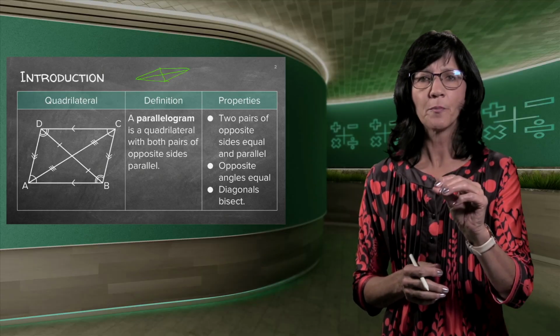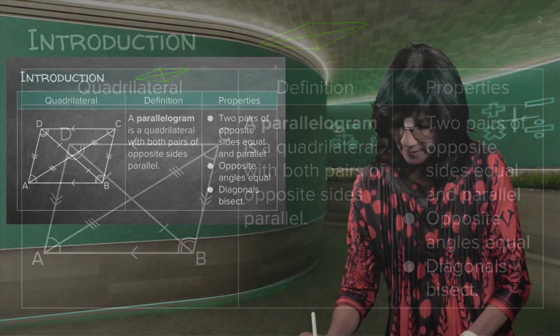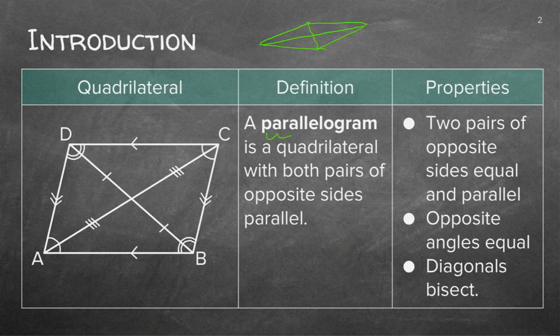So if they talk about a parallelogram, go and draw it. Now, the basic definition of a parallelogram is that both pairs of opposite sides are parallel. So that is the definition which makes it a parallelogram. But now there's lots of properties. If you look at that, they say two pairs of opposite sides equal. So now you can go and tick equal, equal.